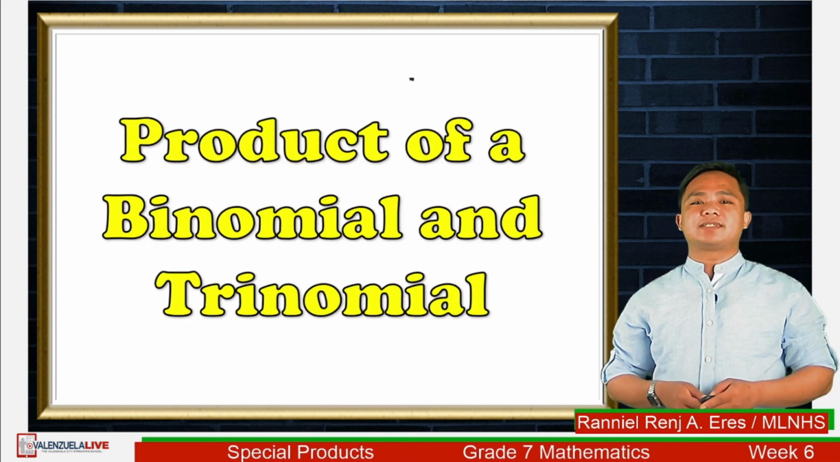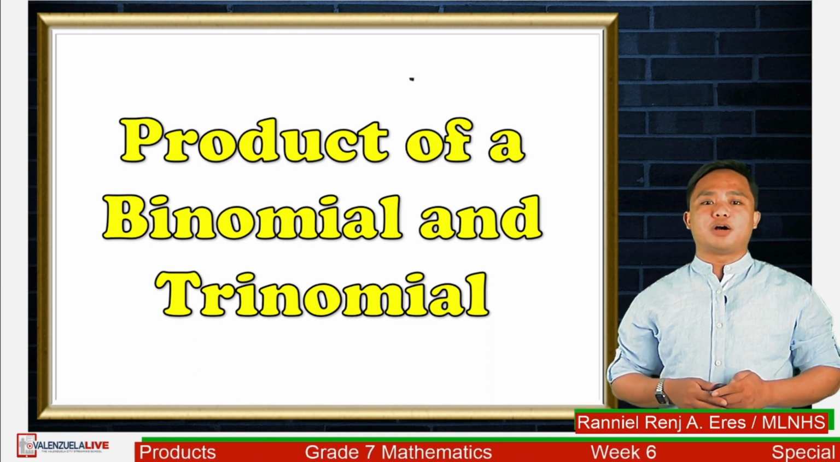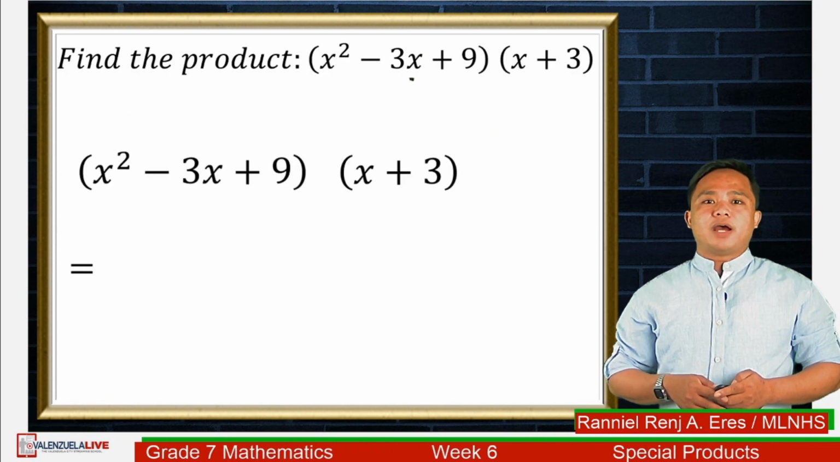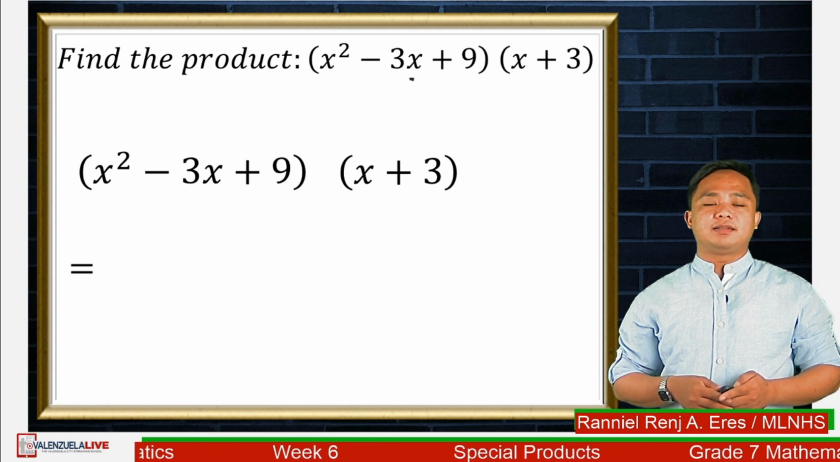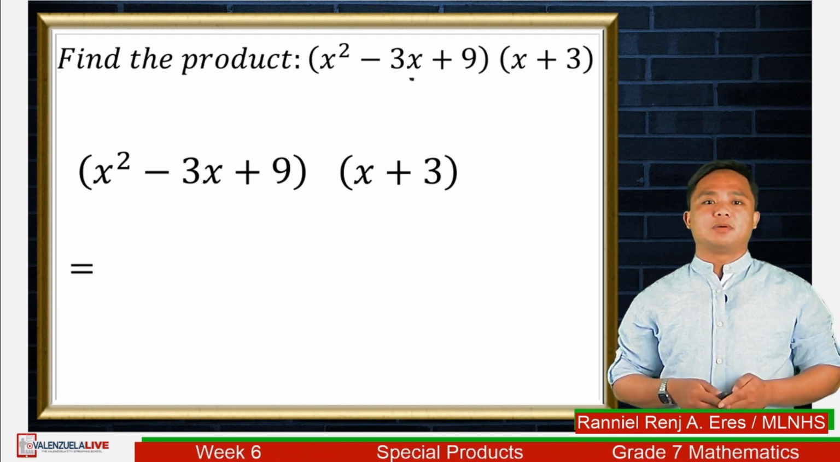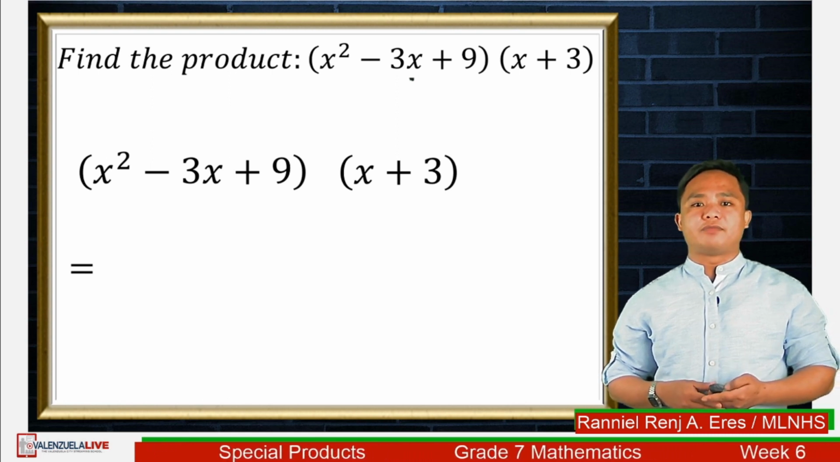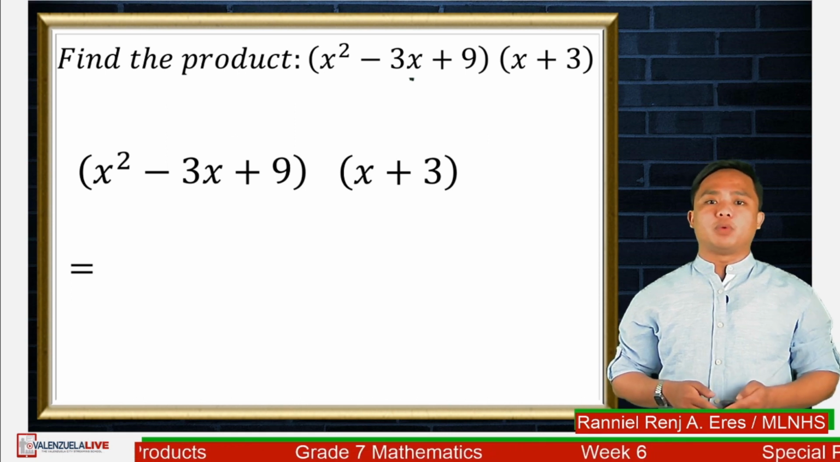So let's discuss now the last special product today, and that is the product of a binomial and trinomial. So we have to multiply x squared minus 3x plus 9 times x plus 3. Just like what we did in the cube of a binomial, when we have a binomial and trinomial, we will multiply each term one by one.